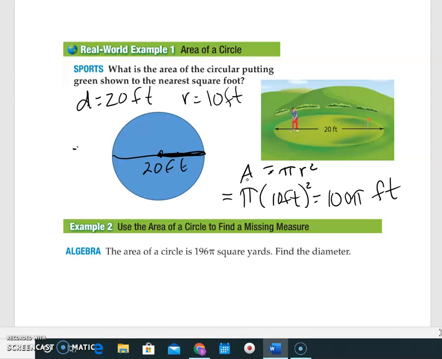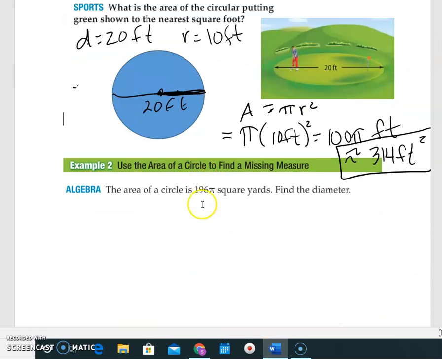But if I say the area of the putting green is 100 pi feet, it probably doesn't mean a whole lot to you. So we want to get an approximation of that. I'm going to take 100 times pi. I'm going to hit the pi button on my calculator. In this case, it does say to round to the nearest foot. So I'm going to get about 314 feet squared. It's a little bit more than that, but it's a good approximation. And the area is feet squared, because we took feet and squared it: feet times feet is feet squared.